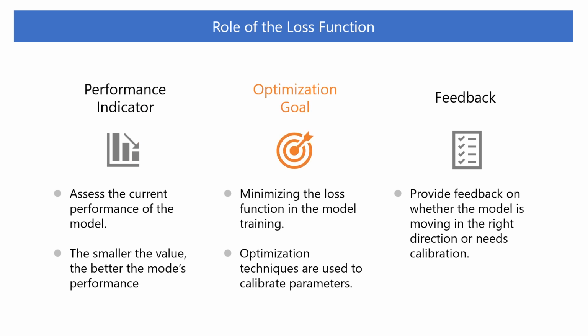The second role is as an optimization goal. Minimizing the loss function is the main goal in the model training. Optimization techniques such as gradient descent are used to calibrate the parameters toward this goal. The third role is to provide feedback. Changes in the value of the loss function during training provide feedback on whether the model is moving in the right direction or needs calibration.